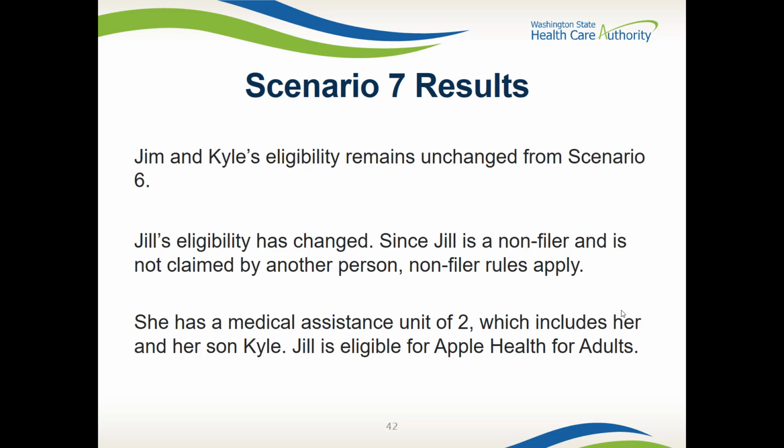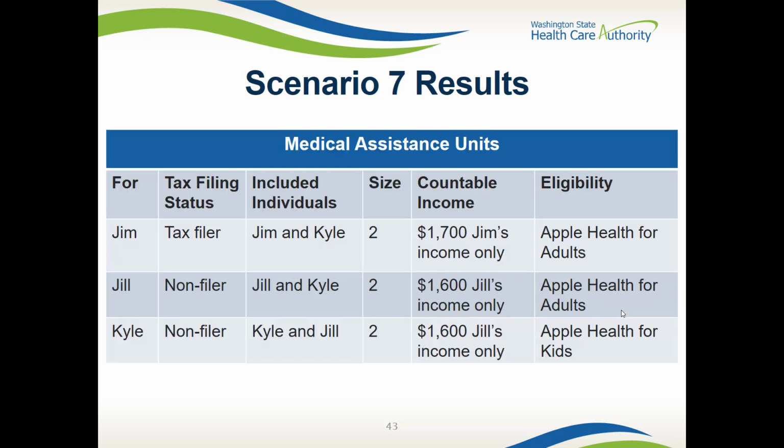Let's review this scenario. Jill's eligibility has changed. Since Jill is a non-filer and is not claimed by another person, non-filer rules apply. She has a medical assistance unit of 2, which includes her and her son Kyle. Jill is eligible for Apple Health for adults. Here are the results for scenario 7. As you can see in this table, Jim and Jill are eligible for Apple Health for adults, and Kyle is eligible for Apple Health for kids.